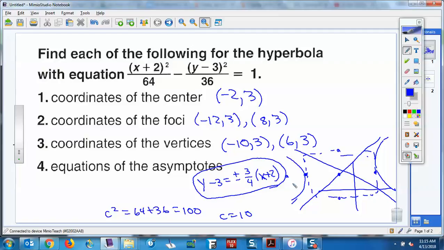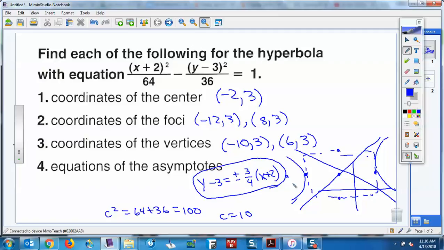The X, right? The X comes first, which means the 8 is going to be horizontal, right? You're going to go horizontally with the A, which means the hyperbolas are going to wrap around the X-axis, right? They're going to be open horizontally. And the foci are going to be what direction? Same, right? A and C always go together.